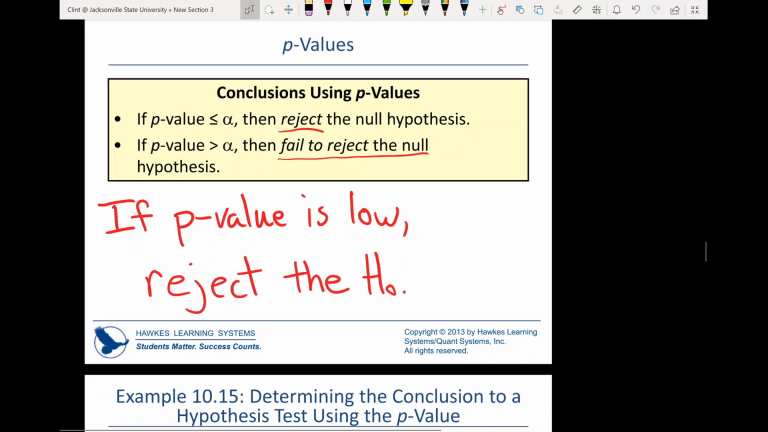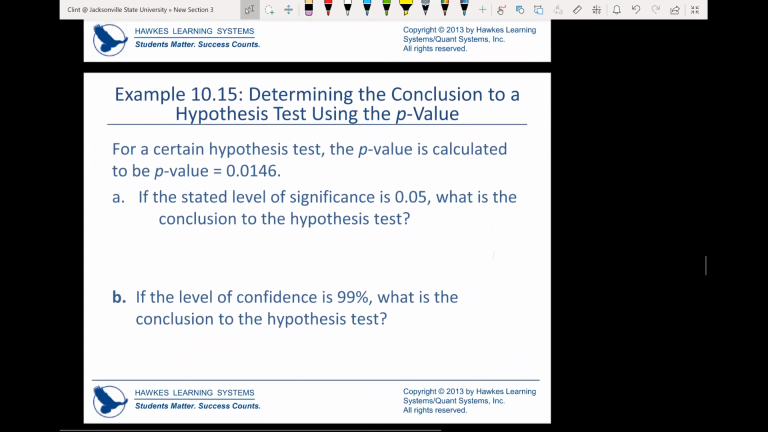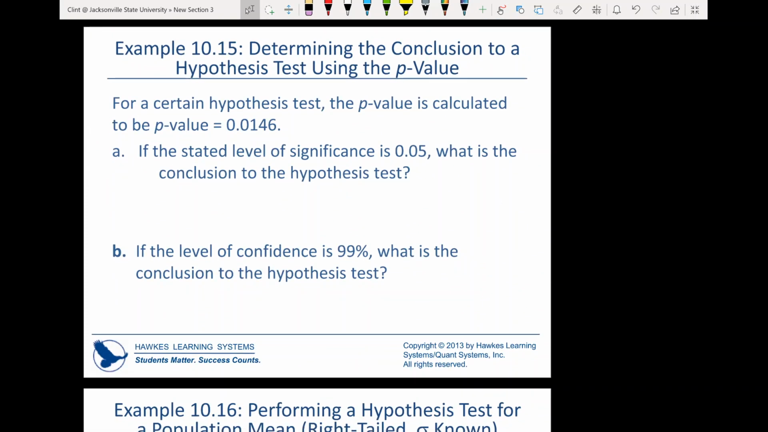So let's practice a little. We've got two situations here, and we want to figure out what our conclusion to our hypothesis test would be. So we're saying we've got a hypothesis test set up. We've already calculated our p-value is 0.0146, and then we've got two different scenarios here. So part A says that the stated level of significance is 0.05. What's the conclusion to the hypothesis test? So this 0.05, this level of significance, that is our alpha.